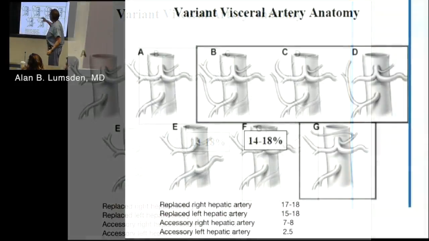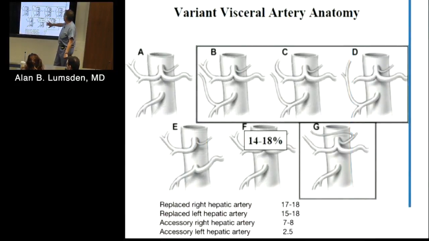Okay? So there's a lot of variations that can take place in this particular area. What are they? Tells you what they are down here. What does a replaced right hepatic artery mean? Anybody know? It comes off the aorta. It can come off the aorta or it can come off the superior mesenteric artery. And you can get a bunch of variations in the hepatic artery blood supply, less so and less important in the superior mesenteric artery blood supply.